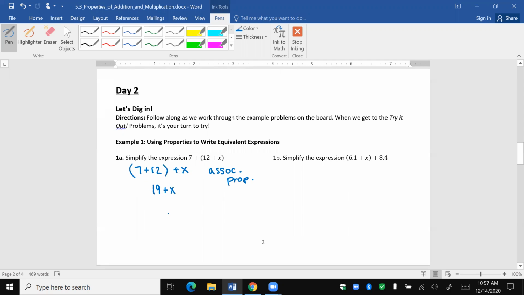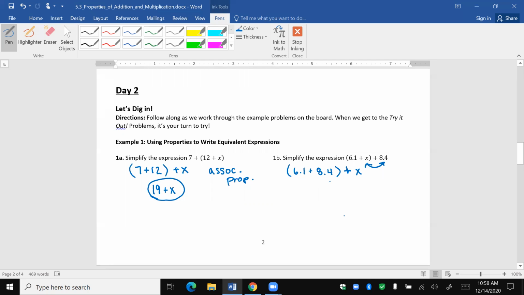And that's as far as I can simplify it because I can't put a number and a letter together if I don't know what the letter is. Okay, so you're using those properties to try and combine things that can be combined. Same thing here on our next one. I can't do 6.1 plus x, but I can sort of rearrange these things. So I can do 6.1 plus 8.4 and then plus x. So you sort of do associative and commutative. You can switch the order of these two, or you can kind of think about it as switching the parentheses around as well. Okay, so you're going to use commutative and associative on that one.